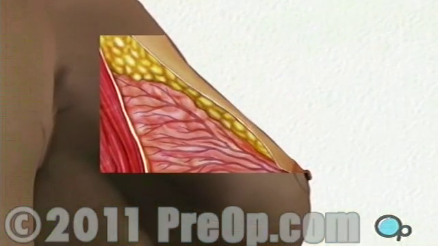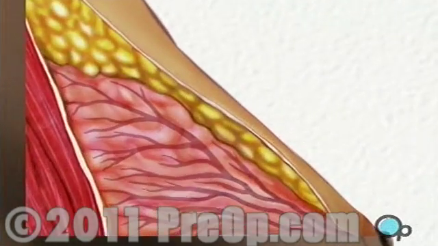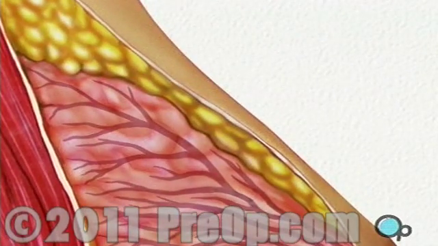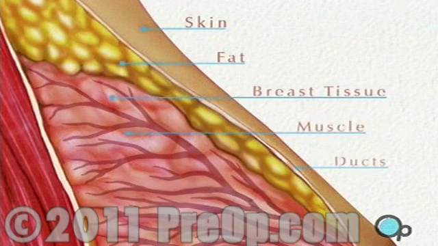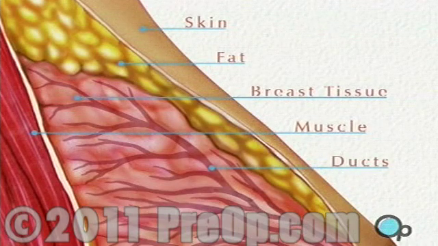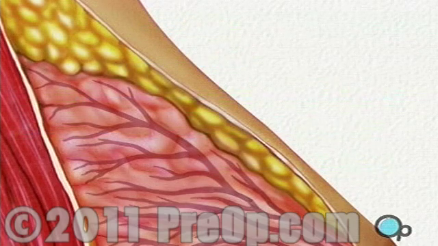Let's take a moment to look at the reasons why lumps form in breast tissue. The breast is made of layers of skin, fat, and breast tissue, all of which overlay the pectoralis muscle. Breast tissue itself is made up of a network of tiny milk-carrying ducts, and there are 3 ways in which a lump can form among them.